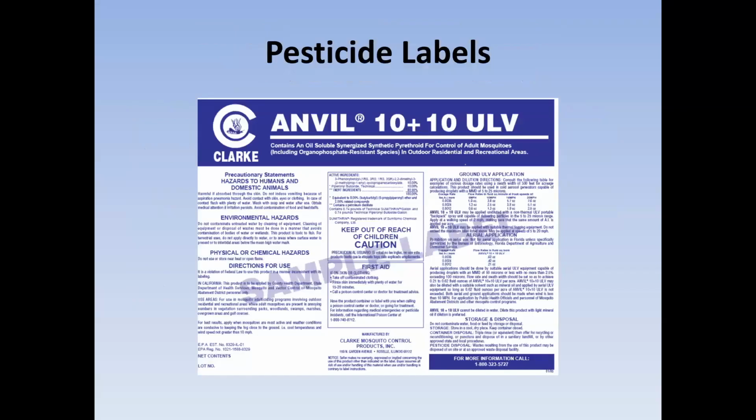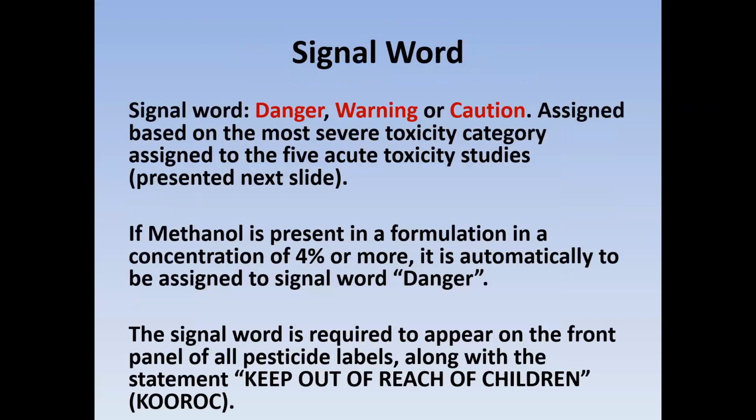Okay, you should be familiar with pesticide labels, and this is one for Anvil 10+10. You should understand about the signal word, which is danger, warning, or caution. These are assigned based on the most severe toxicity category assigned to the 5 acute toxicity studies. And if methanol is present in a formulation in a concentration of 4% or more, it's automatically considered danger. The signal word is required to appear on the front panel of all pesticide labels, along with the statement, keep out of reach of children. I want you to remember that, keep out of reach of children.